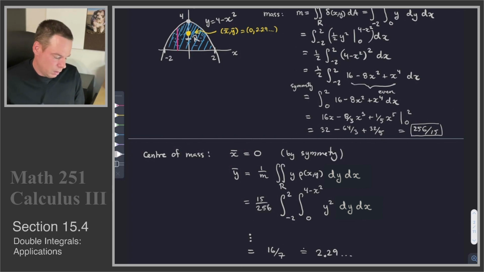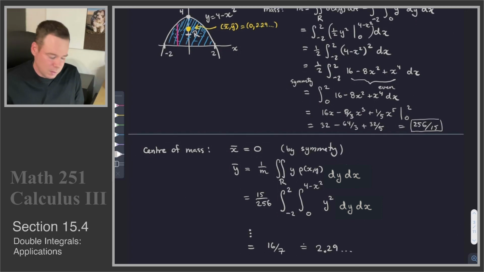So the density really made the difference, because in terms of just area, there's a lot more area below y equals 2 than there is above. But because the density depended on the position, it was a higher density lamina the further up you go, so that density pulls the center of mass upwards.